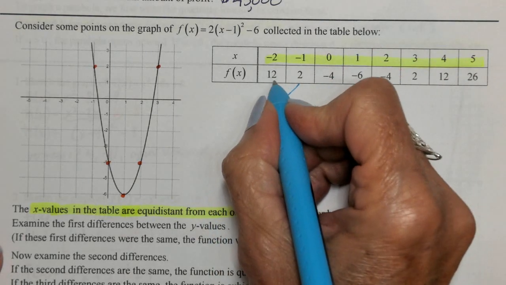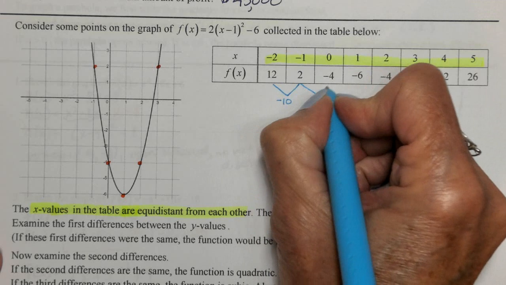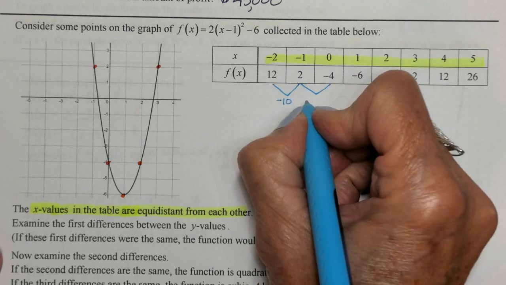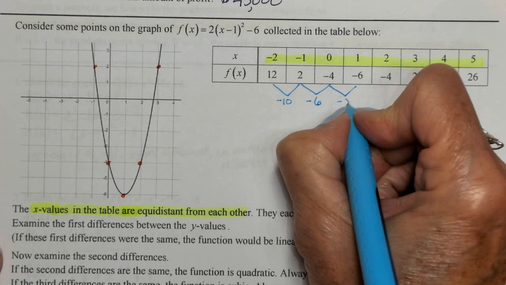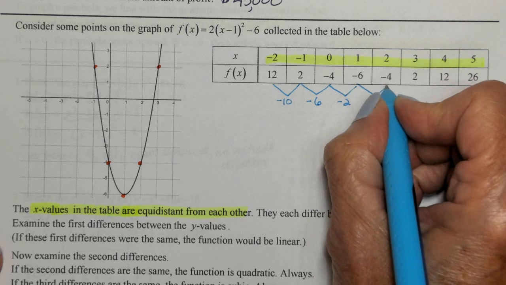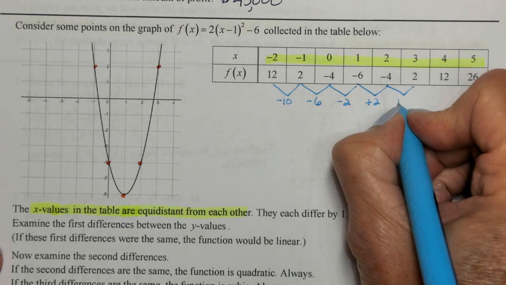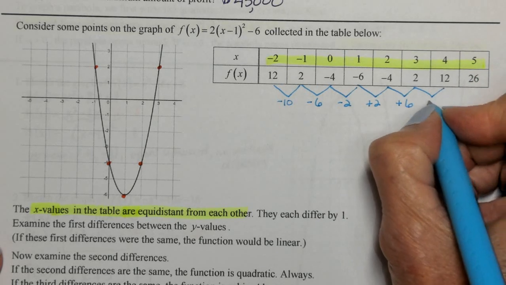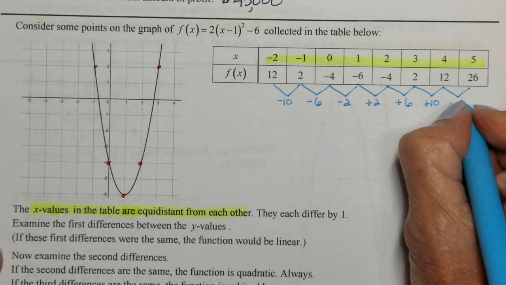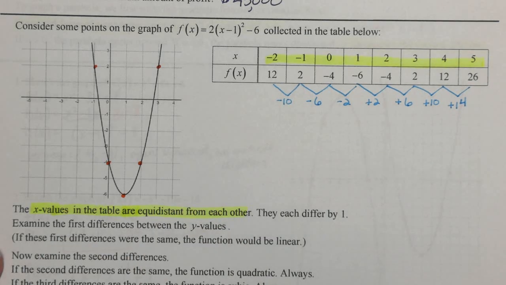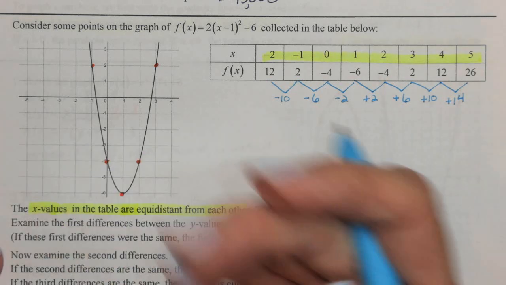So the difference between 12 and 2, what do you do to 12 to get to 2? Well, you subtract 10. What do you do to 2 to get to -4? You subtract 6. What do you do to -4 to get to -6? You subtract 2. -6 to -4, you add 2. -4 to 2, you add 6. 2 to 12, you add 10. 12 to 26, we add 14. Yeah? These are called the first differences in the y values.